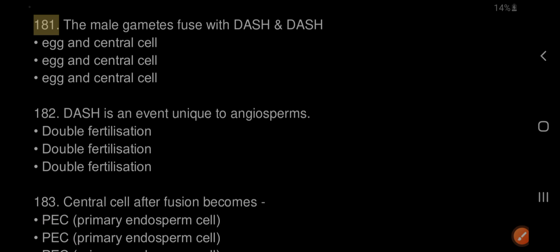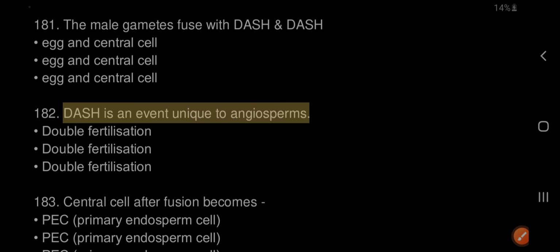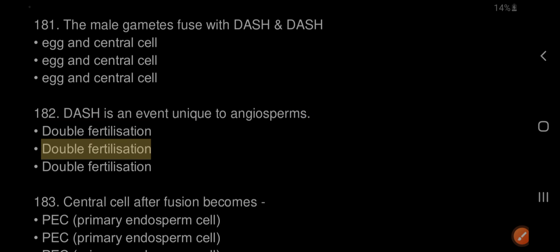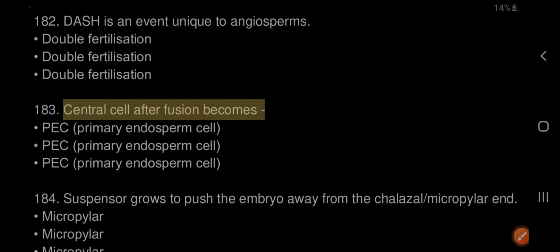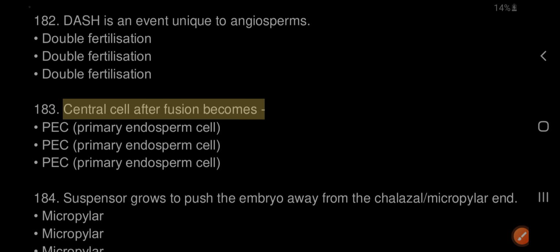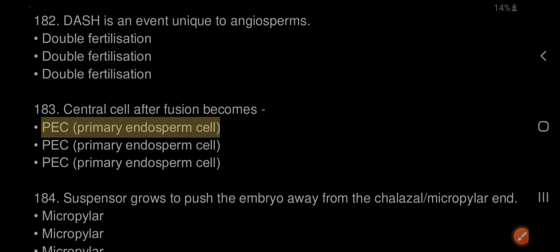182. Dash is an event unique to angiosperms. Double fertilization. 183. Central cell after fusion becomes PEC, primary endosperm cell.